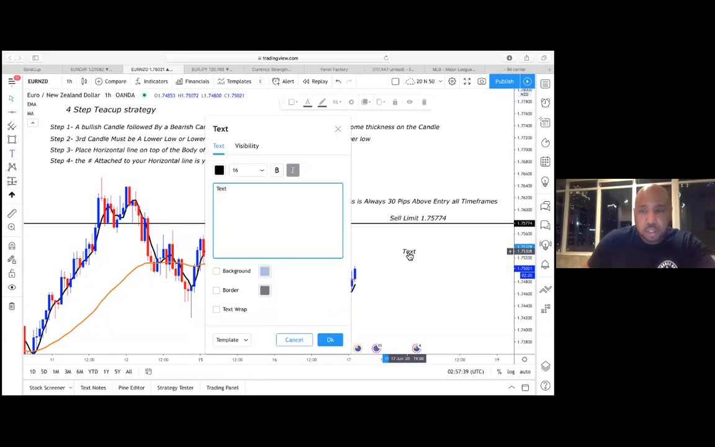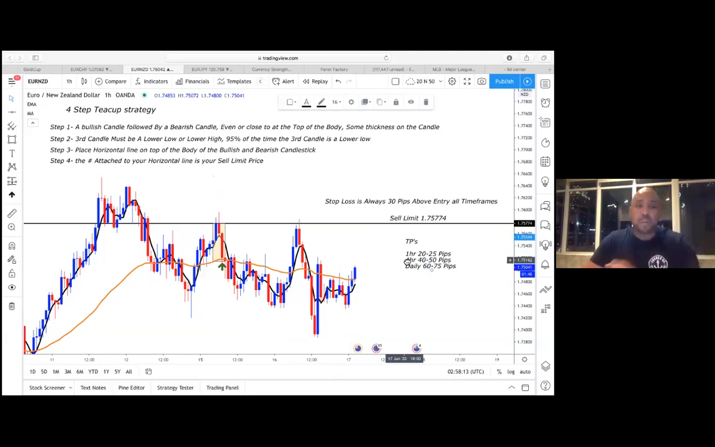So now, I gave you your stop loss. These are your take profits. 1 hour, 20 to 25 pips. 4 hour, 40 to 50 pips, anywhere around that range. Daily, 60 to 75 pips. So these are my take profits. My stop loss stays the same, guys, but my take profits differ depending on the time frame that I'm on. On the 1 hour, I want 20 to 25 pips. On the 4 hour, I want 40 to 50 pips. And on the daily, I want 60 to 75.